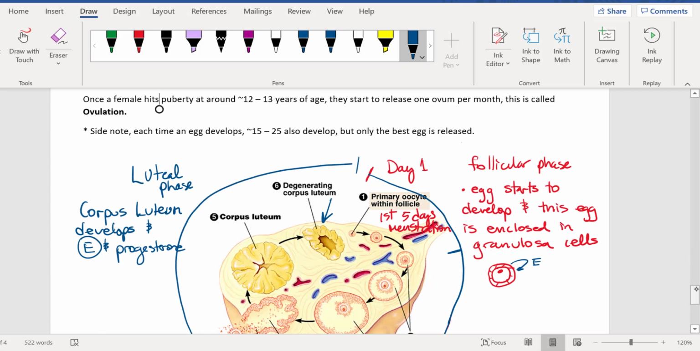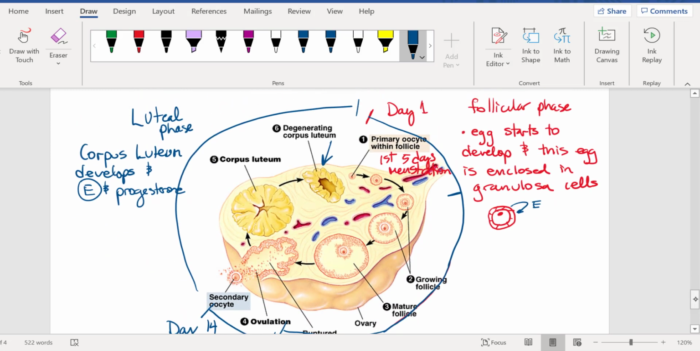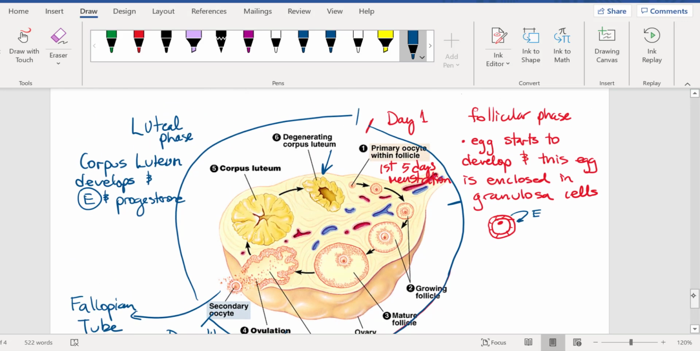Just remember the follicular phase. We've got the granulosa cells producing estrogen. That leads to an increase in estrogen, which causes LH to surge, which causes the ovulation to take place, and the egg goes into the fallopian tube. And then the corpus luteum takes over, producing hormones, and all of these things are going to affect the uterus.